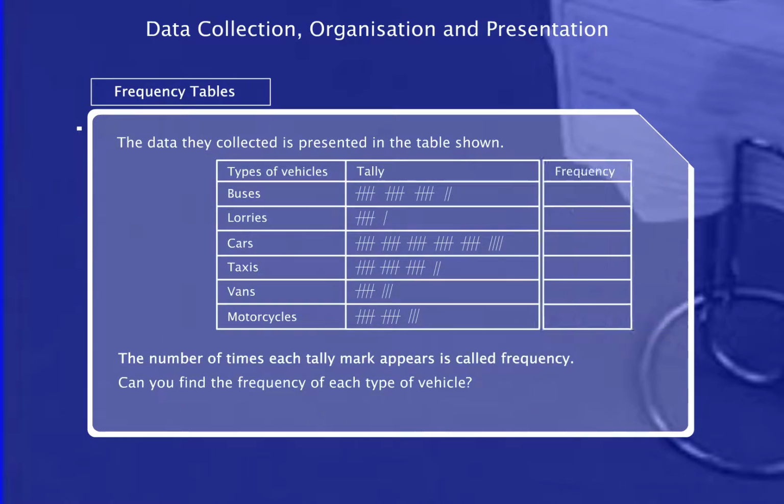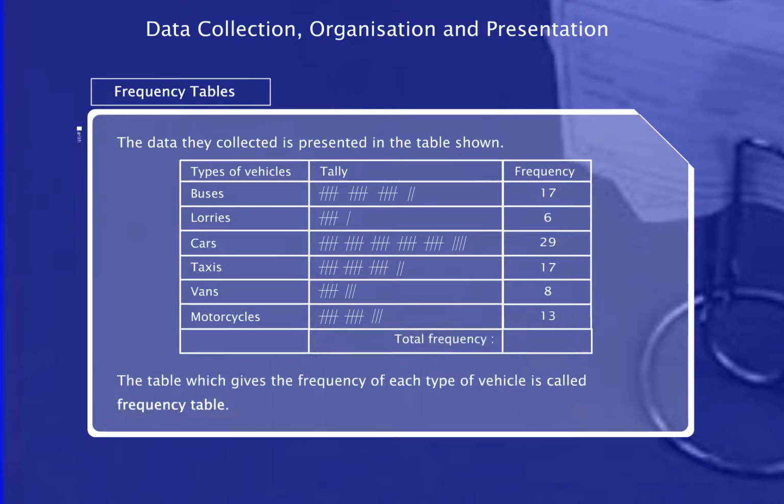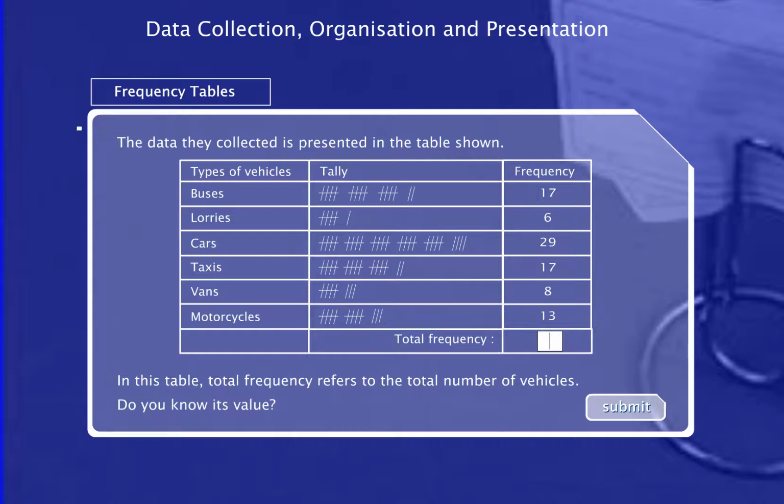The number of times each tally mark appears is called frequency. Can you find the frequency of each type of vehicle? The table which gives the frequency of each type of vehicle is called a frequency table. In this table, total frequency refers to the total number of vehicles. Do you know its value?